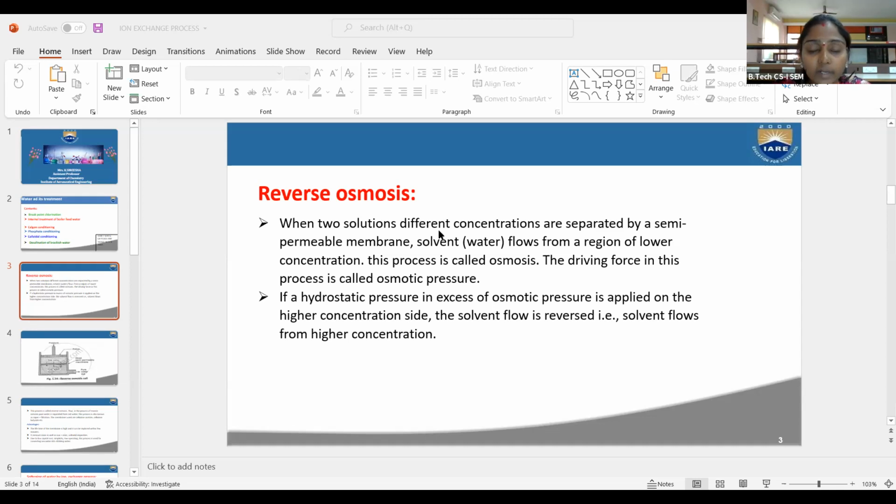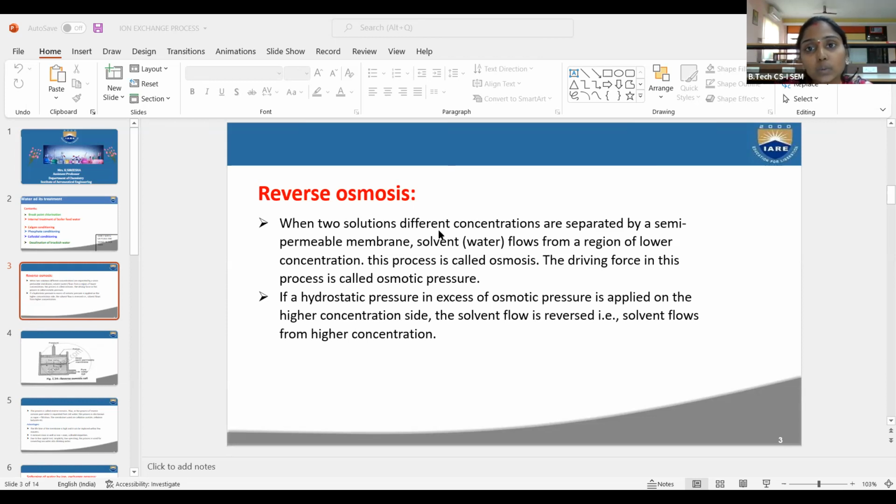Okay, so for osmosis, an example is dry grapes, kismis. Dry grapes soaked in a container of water. The concentration of the minerals inside the grapes is higher than the concentration of the minerals in the container of water. When we soak for a few hours, we see that grapes are swollen.